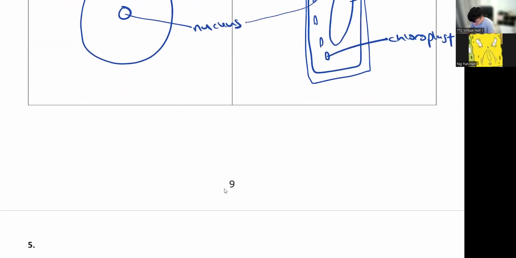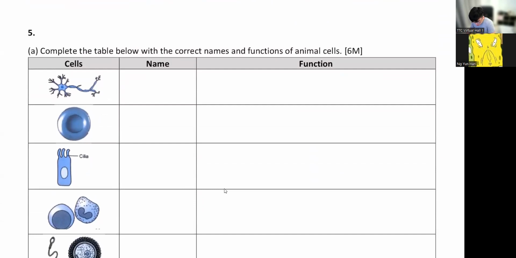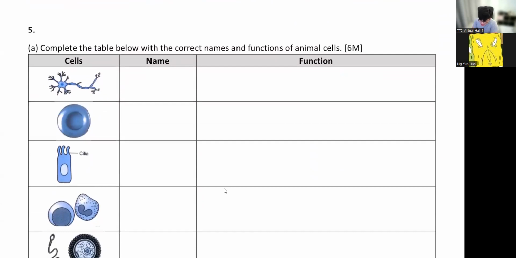So, moving on. Okay, next, number 5. Okay, what are these? You still remember? So, what is the first cell called? This is your nerve cell. Okay, your nerve cell. The function is to carry nerve impulse.